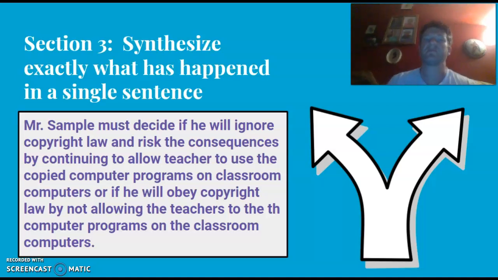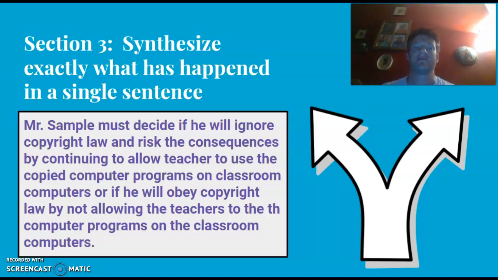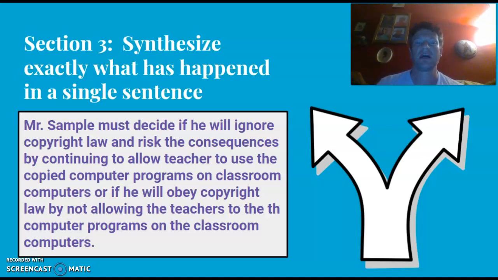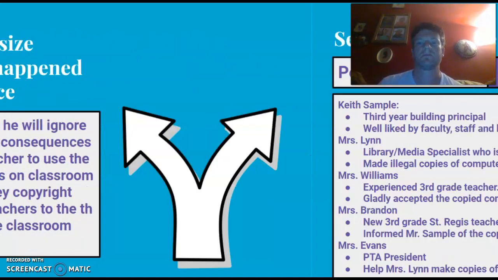Section 3. Synthesize exactly what has happened in a single sentence. So here Mr. Sample must decide if he'll ignore copyright law and risk the consequences by continuing to allow teachers to use copied computer programs on classroom computers, or if he'll obey copyright law by not allowing the teachers to use the computer programs on classroom computers.